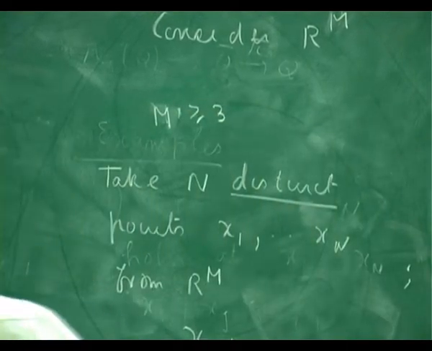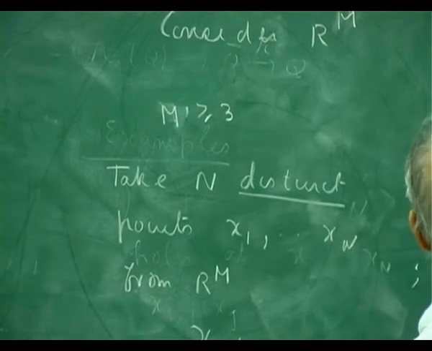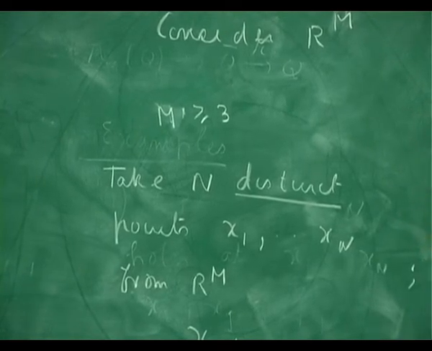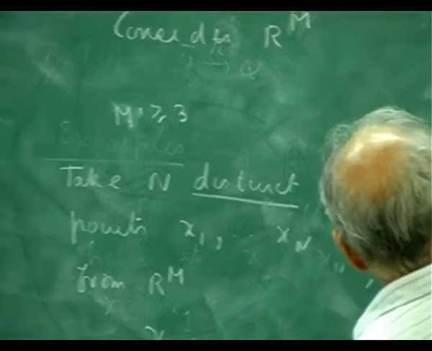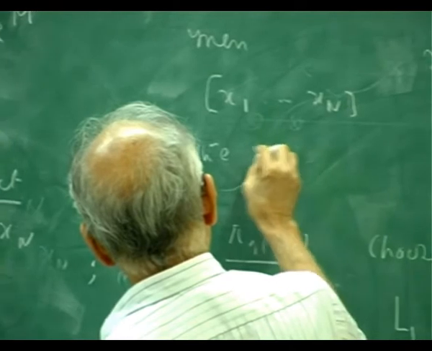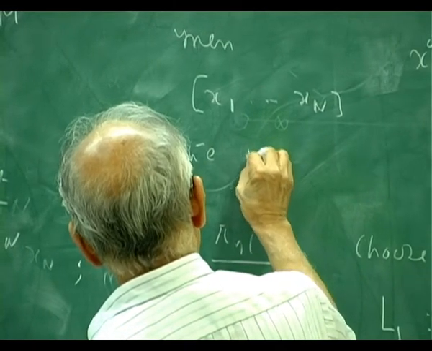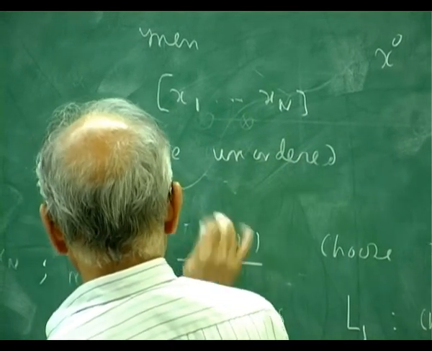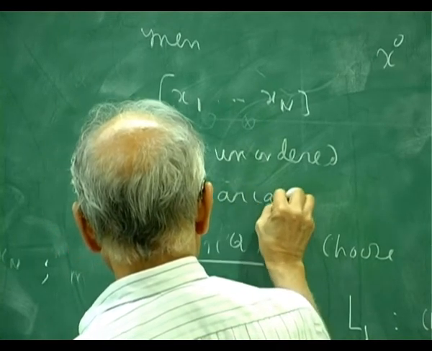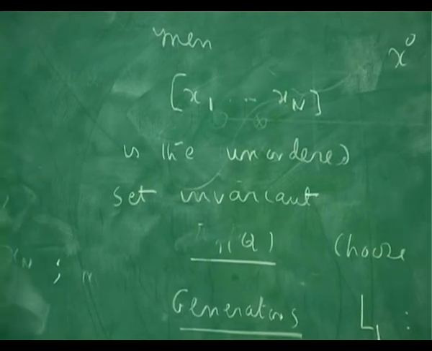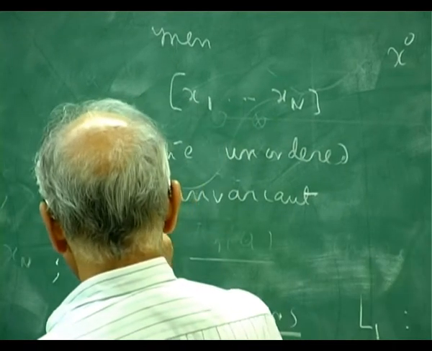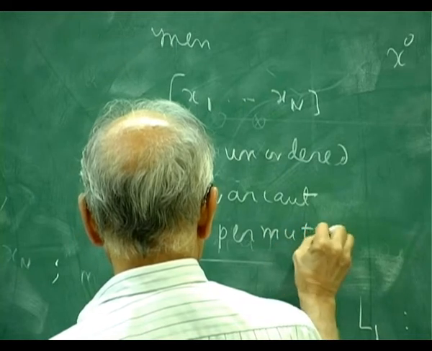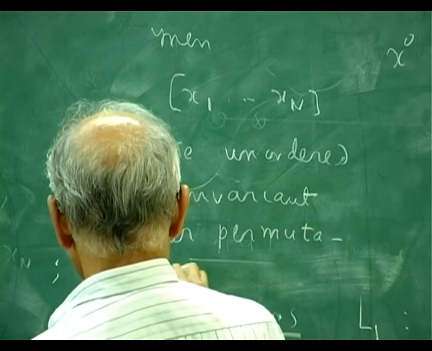Okay. Then this thing, x1 up to xn, is an unordered set, invariant under permutations of xi. Okay.